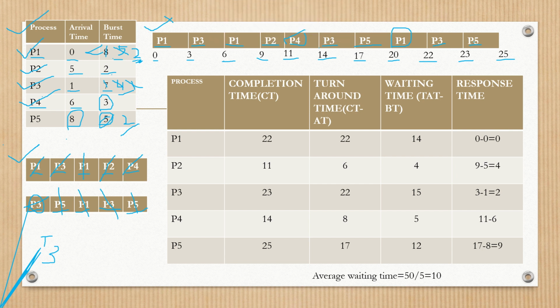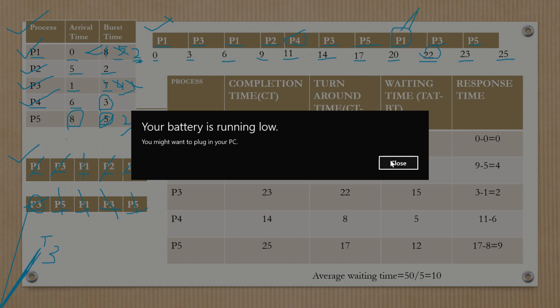Once you have completed the Gantt chart, it is easy to calculate the completion time, turnaround time, waiting time and response time, right? Completion time is the time at which a process has completed its execution. So you have to check your Gantt chart. What time has process P1 completed? At 22. So we write process P1 completion time 22.